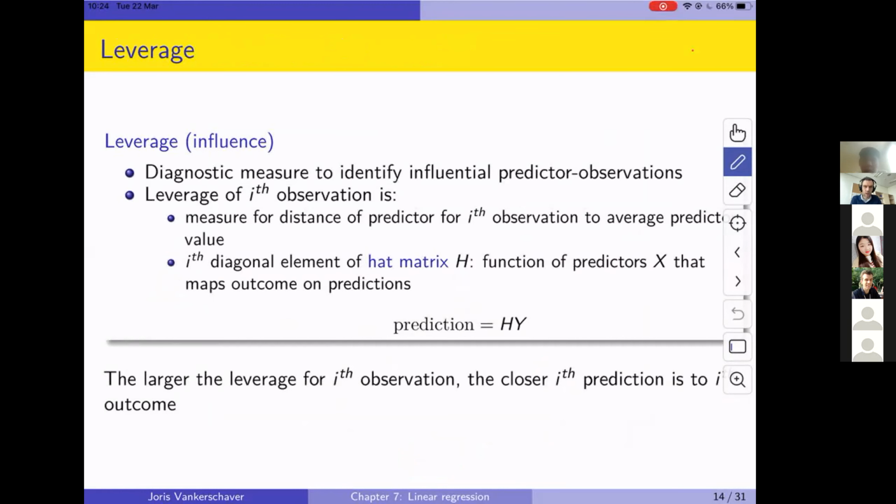And so the first concept that we will be looking at is leverage. What leverage basically tells us is that a point with high leverage is a point where making small changes in the observed value is going to have large changes in the predicted value.